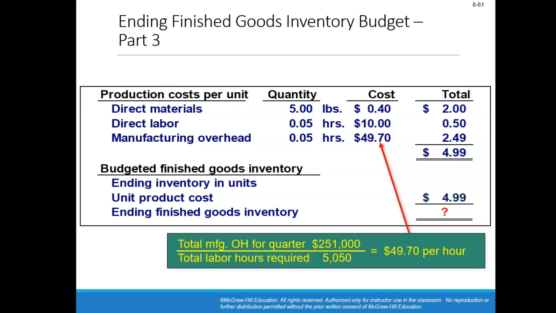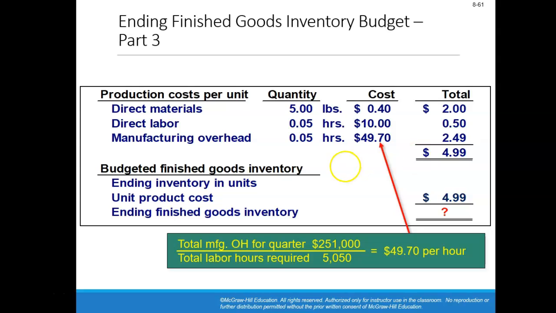Now remember that the overhead cost was $49.70 per unit. Or I'm sorry, $49.70 per direct labor hour, and it takes 0.05 hours to produce 1 unit. So the overhead cost assigned to each unit will equal $2.49. So when you add these amounts all together, our production cost per unit is $4.99, meaning that it costs us approximately $5 or $4.99 to make each unit.